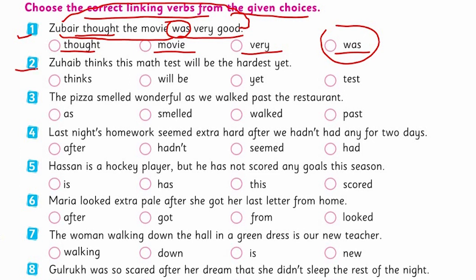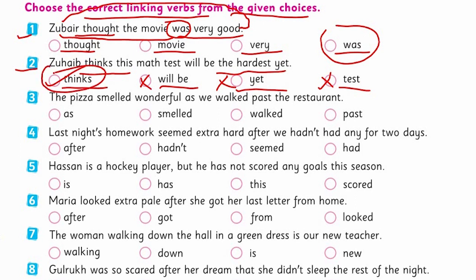The second one: Zuhair thinks this math test will be the hardest yet. Now tell me, we don't have was, is, were, am, being, or been here. So what will be the linking verb here? Thinks, will be, yet, or taste? No, will be is a modal verb here. It can't be. Yet, no. Taste, no. We have discussed this. Yes, it is very clear. Thinks is the linking verb here.